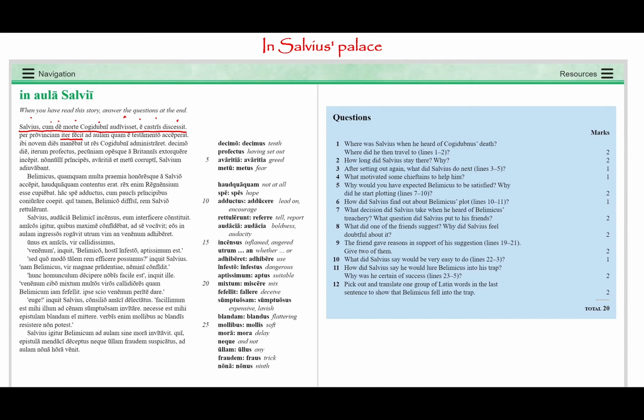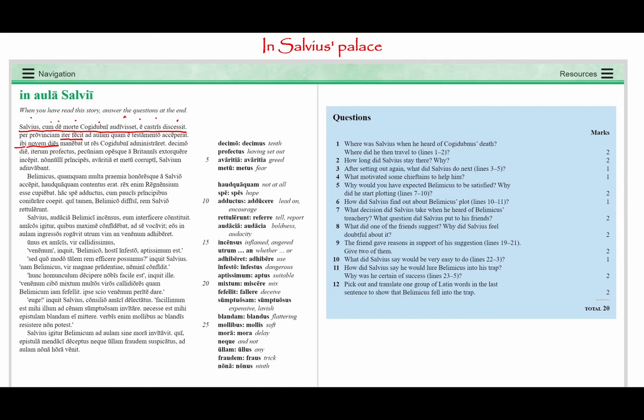How long did he stay there and why? Not losing sight of the fact there's a double question here, and as the mark scheme informs you as well, don't forget both aspects of it. How long did he stay there? Ibi, there, again, that's your trigger point really. Novem dies, accusative of duration, for 9 days.